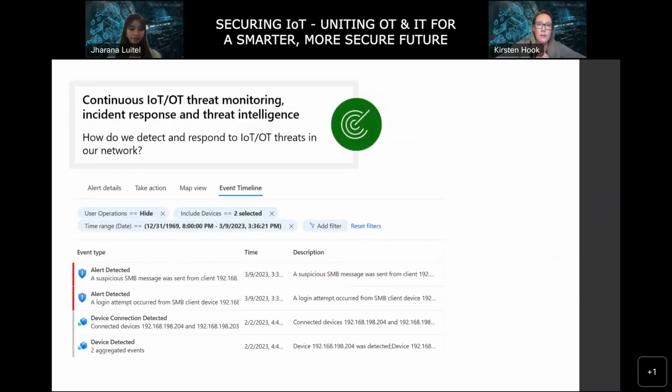Also, continuous IoT and OT threat monitoring. Quickly looking at an incident here, we can see in the event timeline at the bottom that the first event that spawned this incident was that two devices were detected.